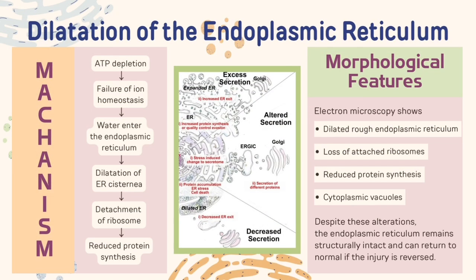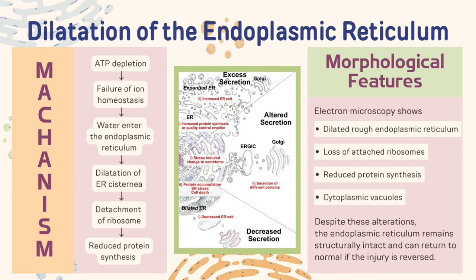Now, let's look at the mechanism. When a cell is injured, ATP level decreases, causing water to enter the ER. As a result, the ER cisternae dilate, ribosomes detach, and protein synthesis decreases. Under electron microscopy, we can observe dilated ER, loss of attached ribosomes, and cytoplasmic vacuoles. These changes are reversible, so if the cause of the injury is removed, the ER can return to its normal structure and function.